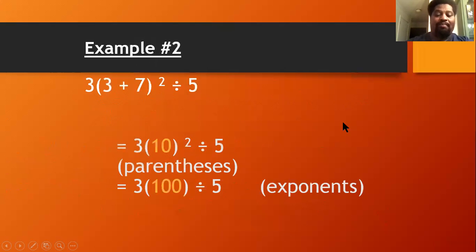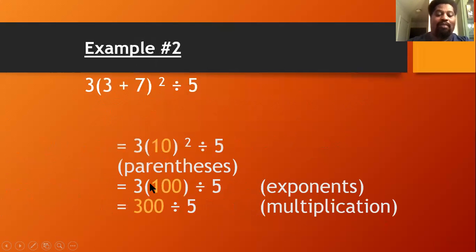Now, we're going to look at what? Exponents, right? And that's how we got 10 squared to equal 100. So now we got 3 times 100 divided by 5. Remember the left to right rule, whichever comes first. Now we're going to take 3 times 100, which is 300. Now we're going to divide that by 5, and we got 60. And that is our answer for example 2.